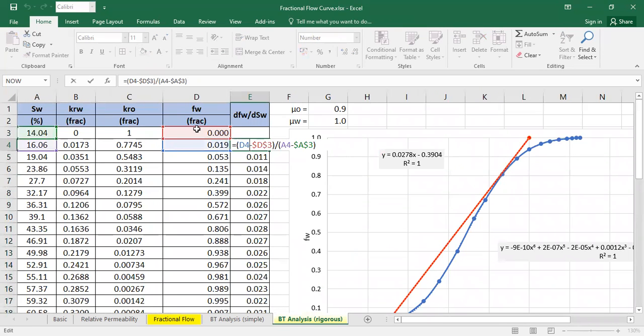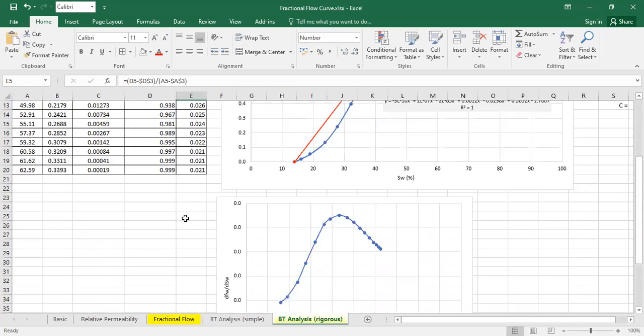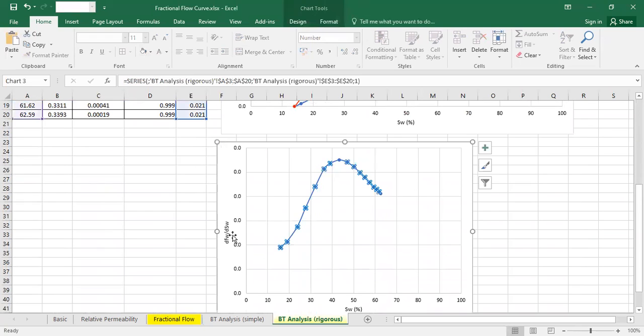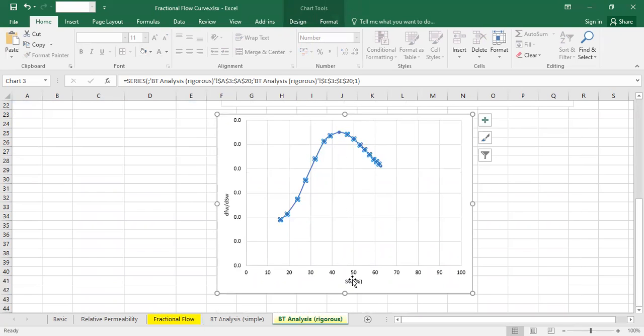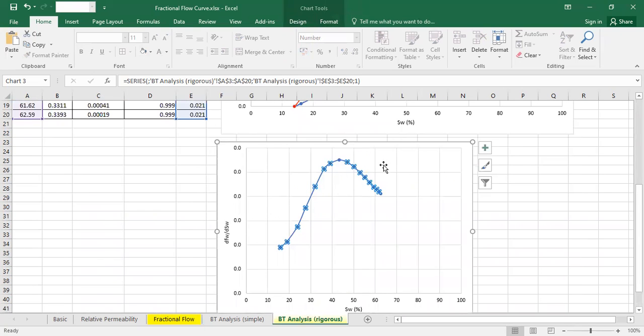Here you make this as a constant, and also this initial water saturation, because actually we construct a tangent line, a straight line starting from that initial point. Okay. And if you check this dfw with respect to dSw versus water saturation, you get that.